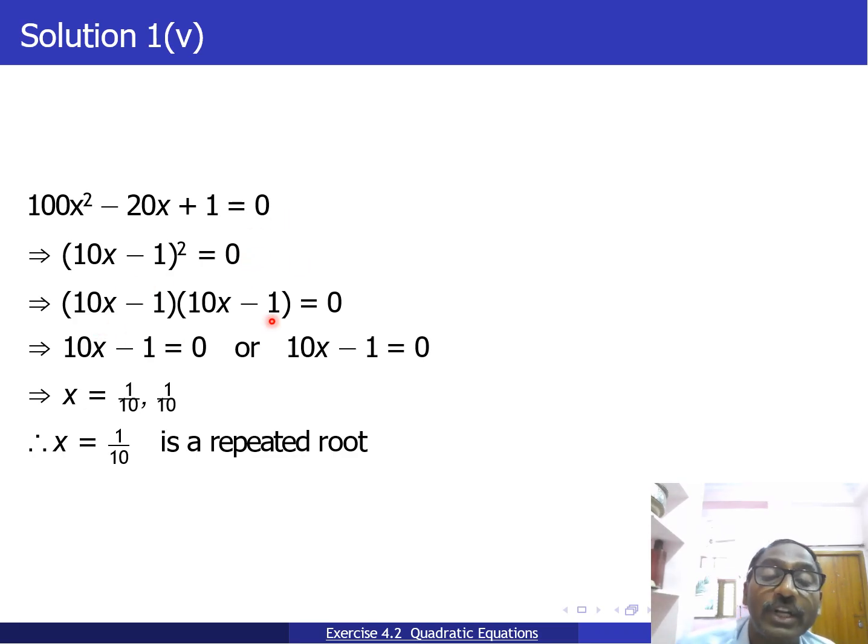Now 10x minus 1 times 10x minus 1 equals 0. There implies 10x minus 1 equals 0 or 10x minus 1 equals 0. There implies x equals 1 by 10, x equals 1 by 10. Therefore x equals 1 by 10 is a repeated root.